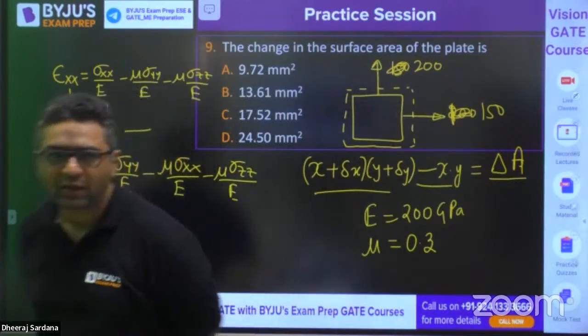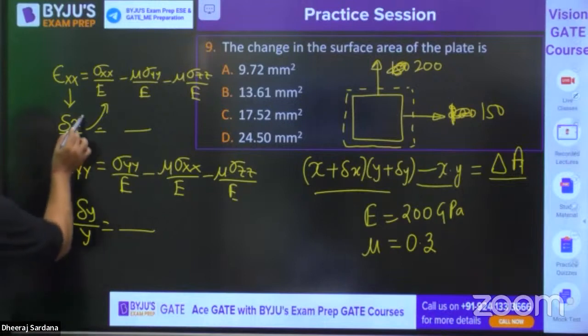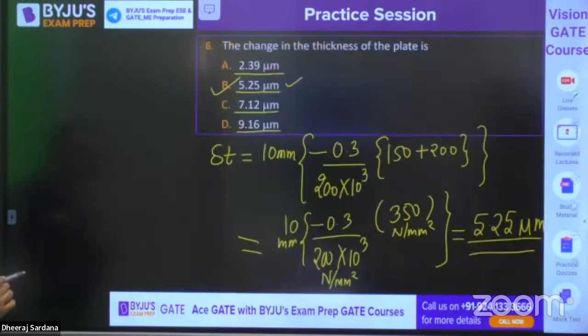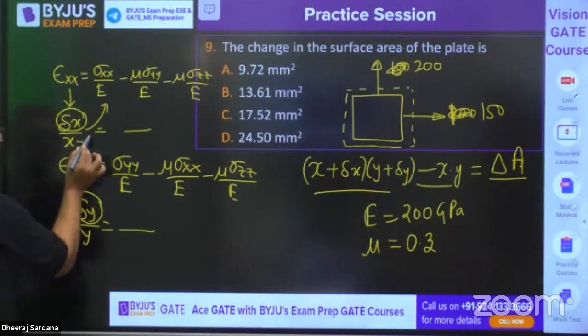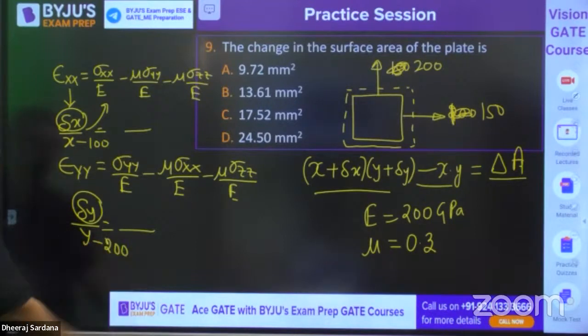Tell me, what would be the answer, bhai? Why is it taking so much time in the calculations? From here you can get the value of delta x. From here you can get the value of delta y, because it is mentioned to us what x is. x is 100, y is 200.